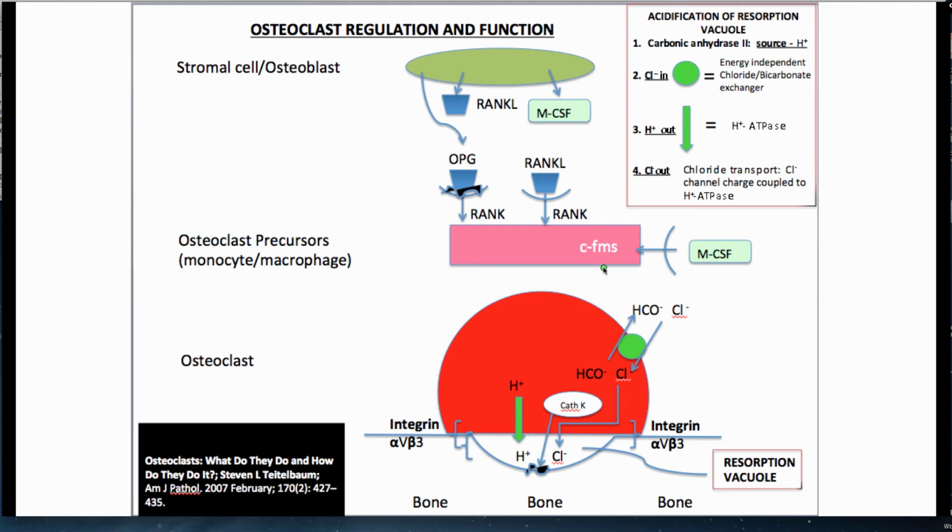The acidic environment in the resorption vacuole is created by the following: for the hydrogen ions, production inside the cell by carbonic anhydrase 2, and then transmembrane delivery via an H+ ATPase pump. For the chloride, delivery into the cell in exchange for bicarbonate via an electroneutral chloride bicarbonate exchanger, and then transmembrane delivery by an ion channel charge coupled to the H+ ATPase.